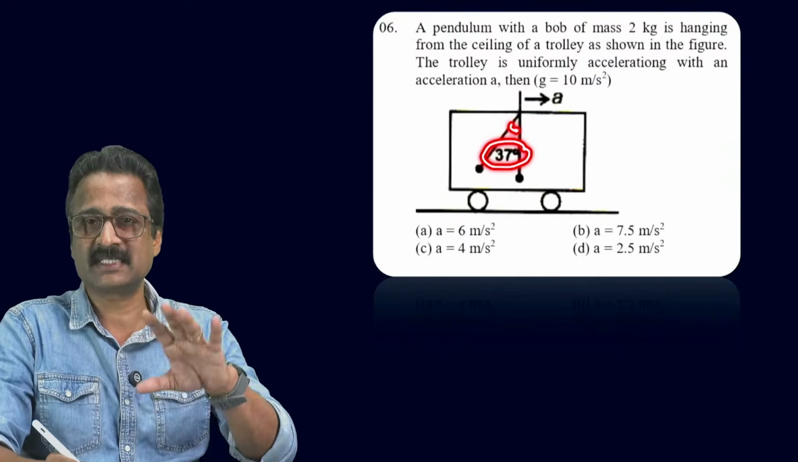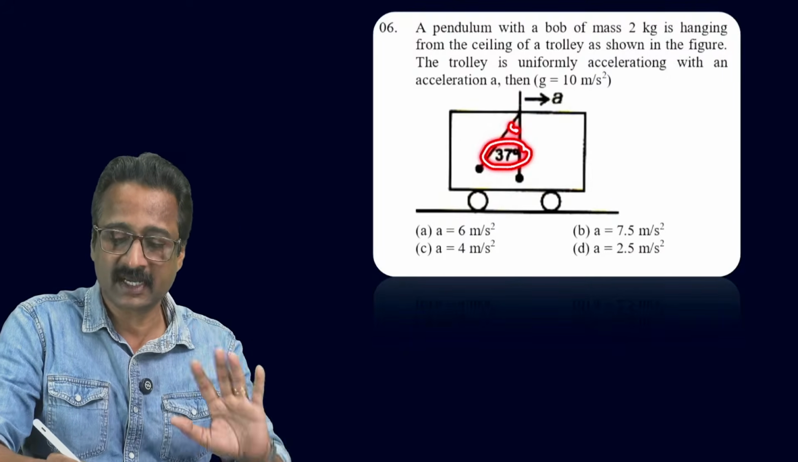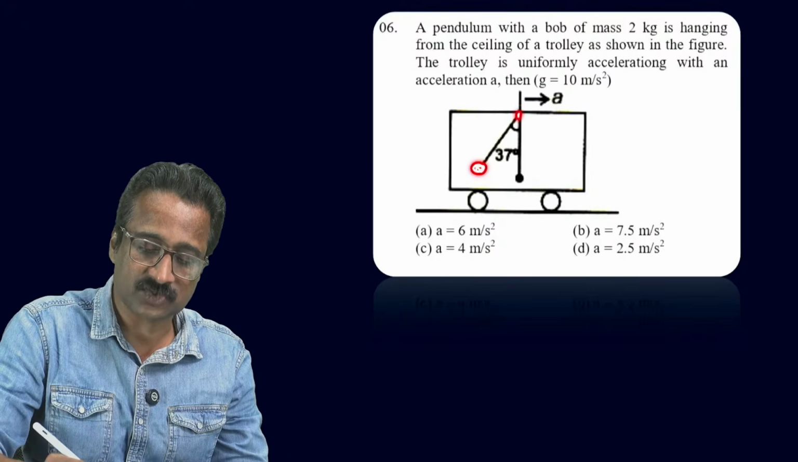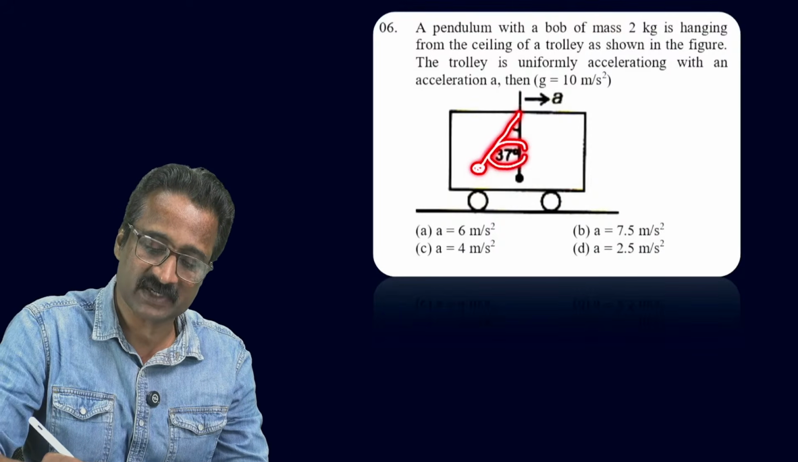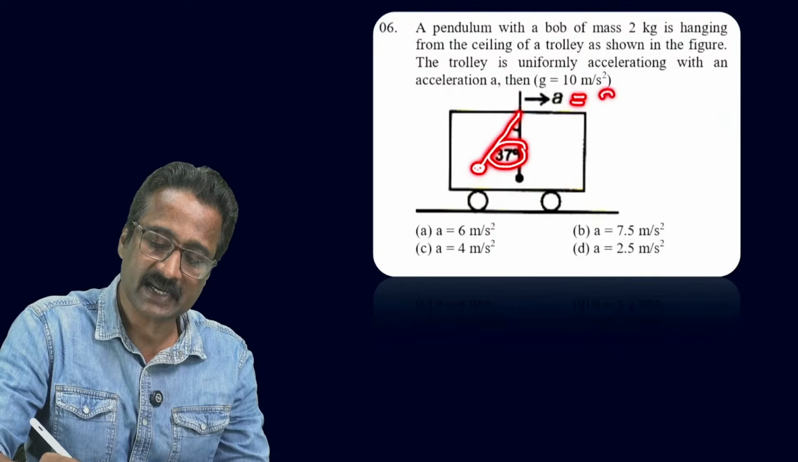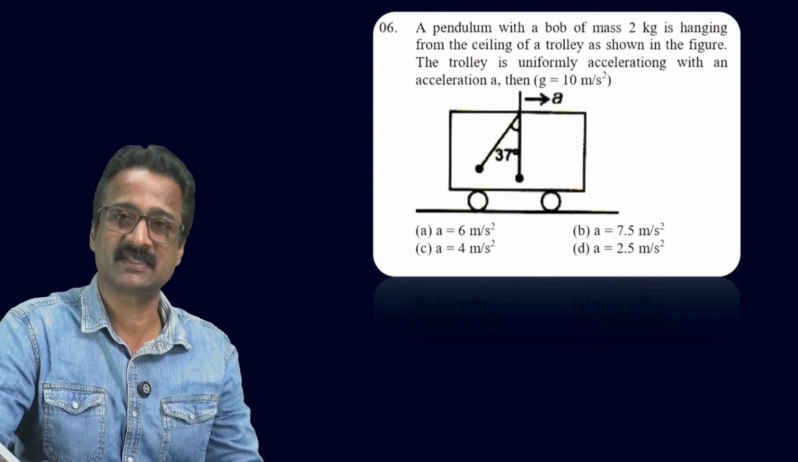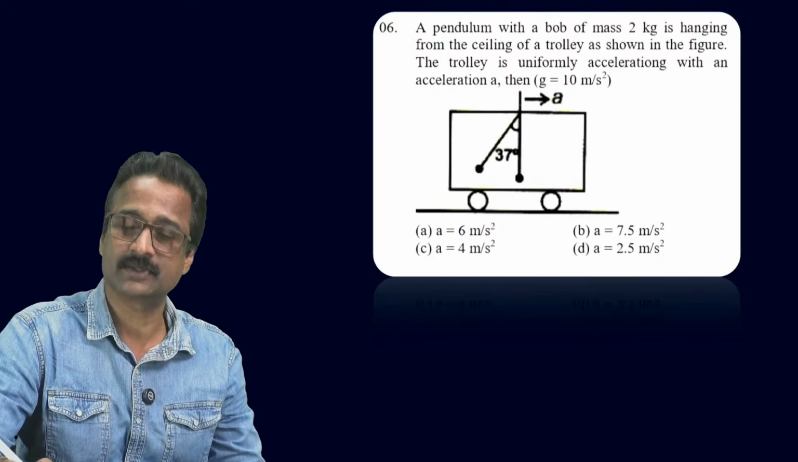Hopefully that 37 is a convenient angle. Okay, we'll use that angle finally. Now if the angle of inclination of this string with respect to the vertical is 37 degrees, then what is the acceleration of the frame? The trolley is uniformly accelerating with an acceleration A, then what is A? That is the question.